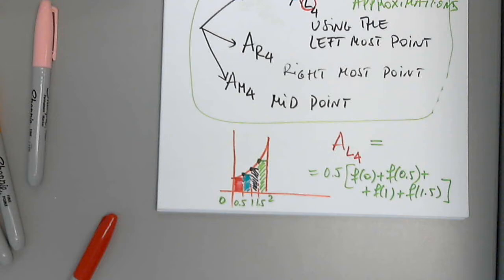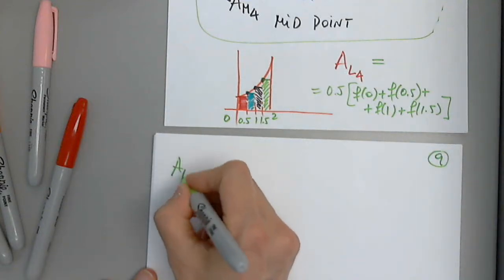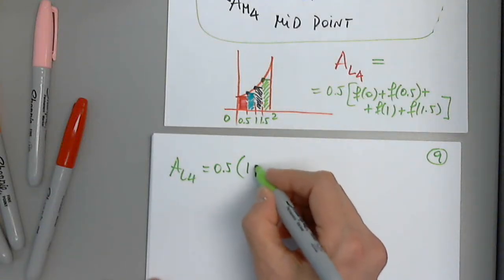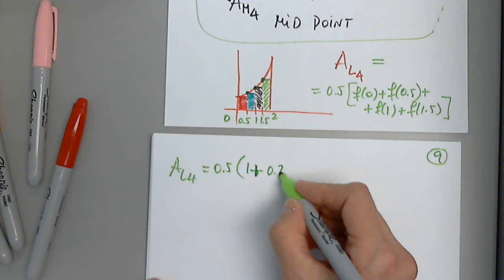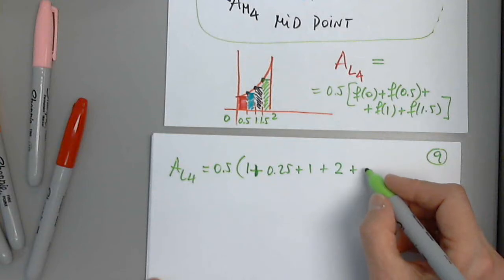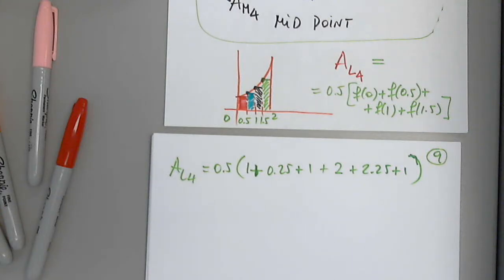Question for you now. Will this be an overestimation or an underestimation of the correct exact area? Right, because there are some holes in here. Excellent. Okay, so let's determine it quickly. So A L4 will be 0.5 in front. F of 0 is 1 plus f of 0.5, 0.25 plus 1. F of 1 is 2. And then 2.25 plus 1. f of 1.5. 1.5 squared is 2.25, yes?